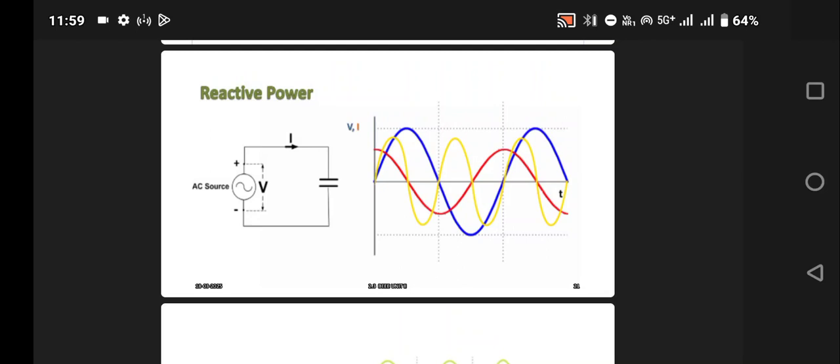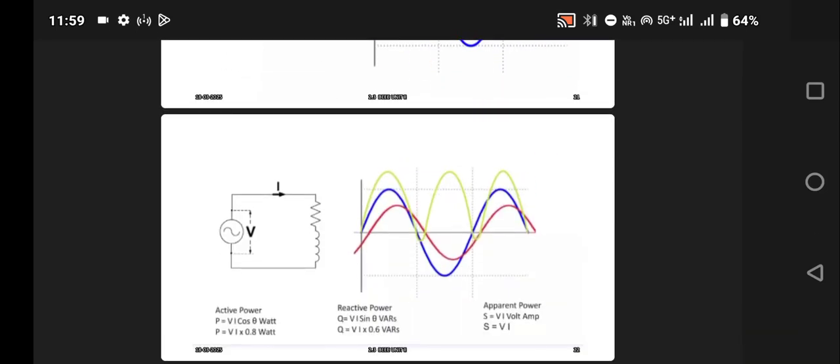The various equations for the real as well as reactive powers are represented. We already saw active power P = VI cos phi with the unit of watts. Reactive power Q = VI sin phi with the unit of volt ampere reactive. Apparent power S = VI volt ampere.